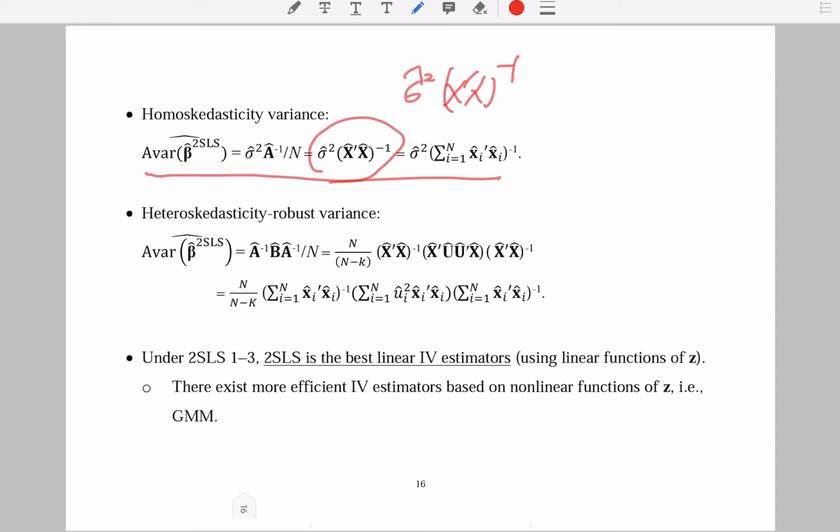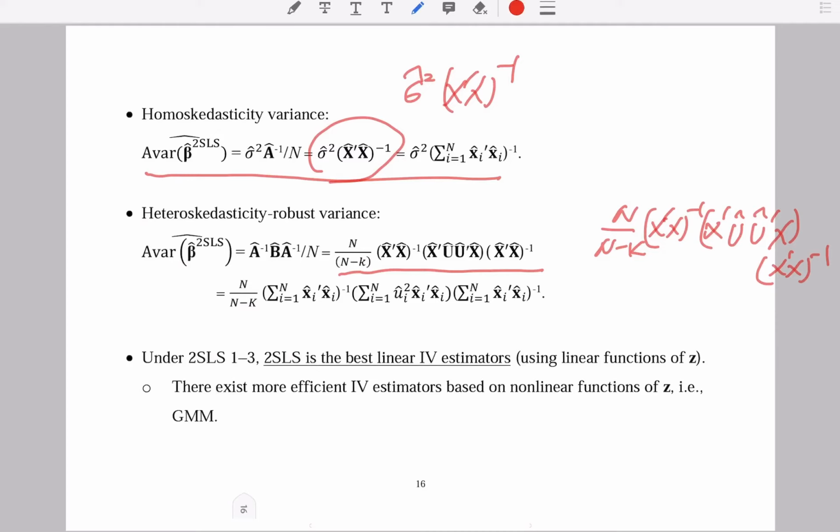Similarly, we have the heteroscedasticity robust variance. Again, it's almost like the OLS one, except we have a hat here, right? The OLS one is like x prime x inverse x prime, and so on, x prime x inverse, without the hat. But they have exactly the same formation as the OLS estimator.